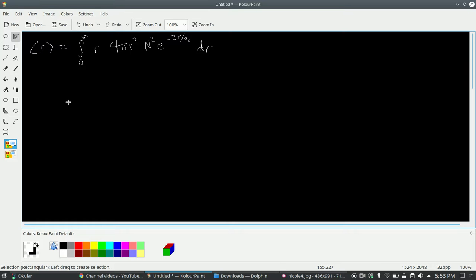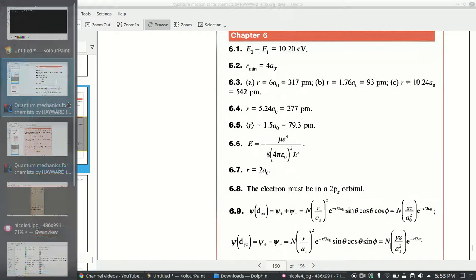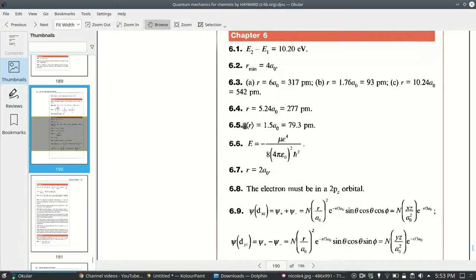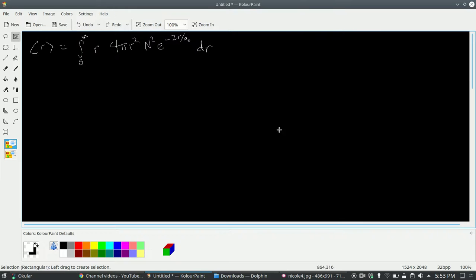Hi, Nicole. This is problem 6.5, and the answer should be 1.5 a naught. So we're going to see if, so 1.5 is 3 over 2, right? So we're going to try and see if we can get 3 over 2 times a naught.